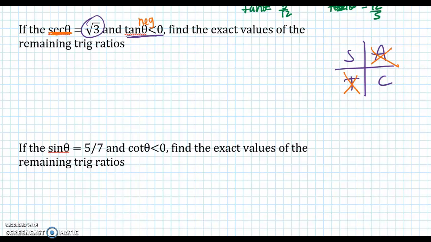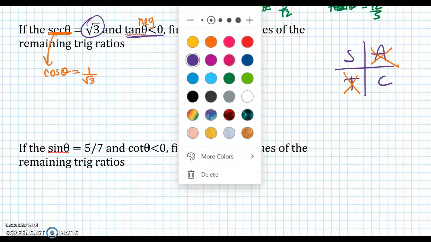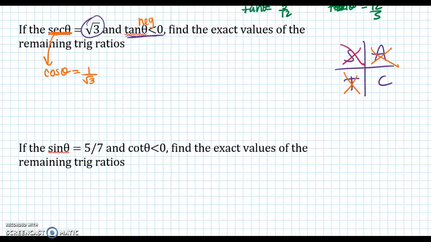I know that the secant of theta is equal to root 3, which means that the secant of theta is a positive number. Think about what secant is the reciprocal of. Since secant is the reciprocal of cosine, that means that the cosine would also be positive, which then means that we're not in the second quadrant, we are in the fourth.